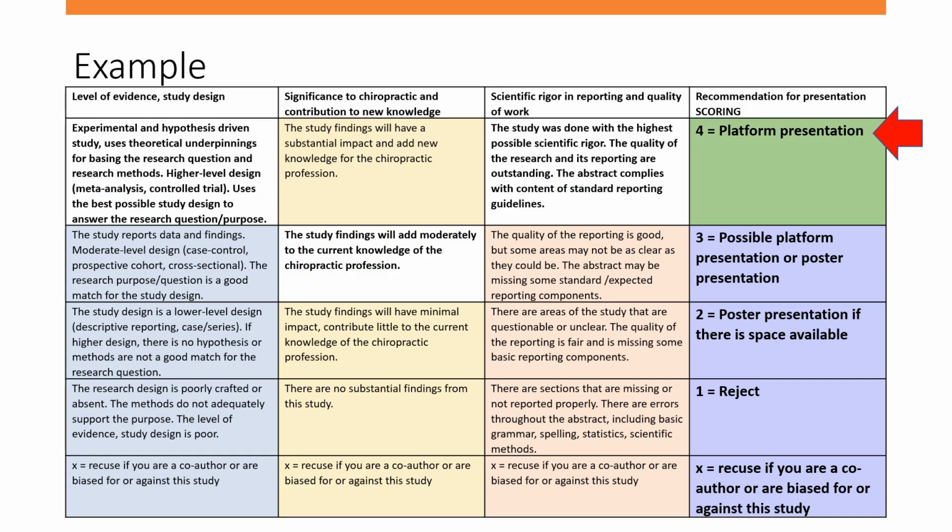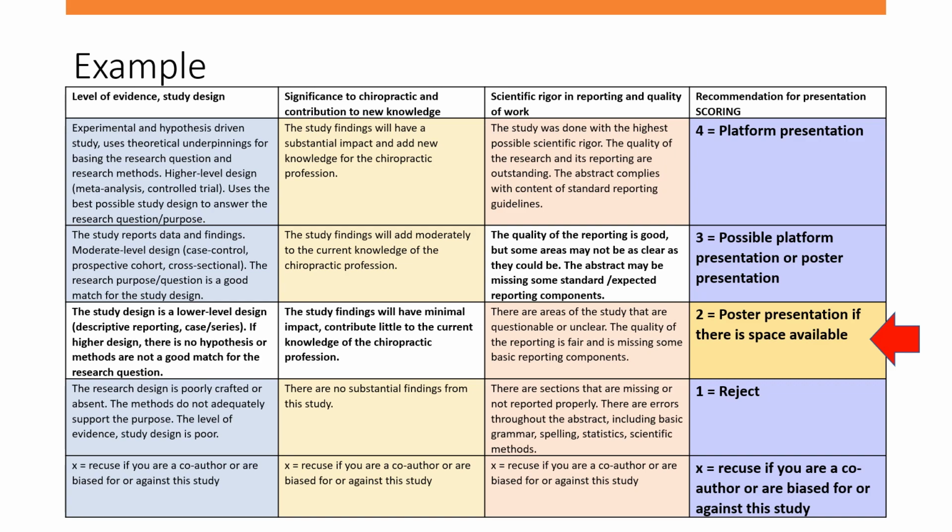Here is an example of how this rubric might be used. In this case, the abstract describes a study with the highest level of evidence. The study findings would have a moderate impact on new knowledge, and the reporting was rigorous and the quality of work was excellent. The reviewer scored this abstract with the number 4, indicating a recommendation for platform presentation. In this example, the abstract describes a case report. The study findings would have a small impact on new knowledge, and the reporting was done fairly well. The reviewer scored this abstract with the number 2, indicating a recommendation for poster presentation.